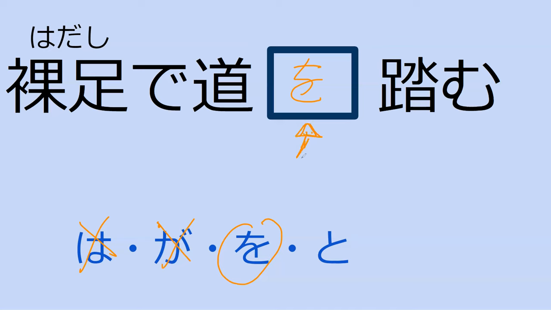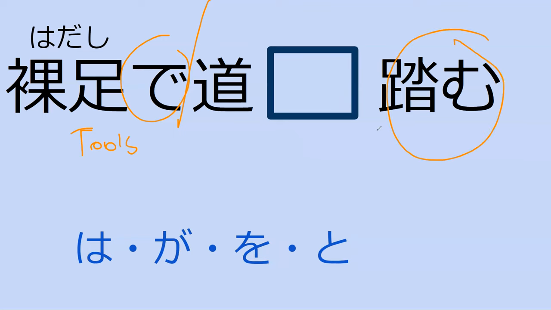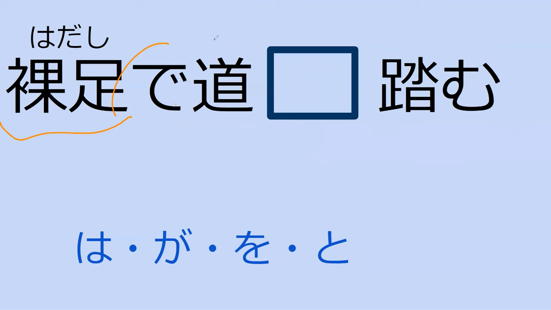O tends to be used, especially if none of the other particles make sense. A lot of times o will be used, because to means like with and. So it's kind of weird to say to step with a path. So step on a path, we do use o for that. Correct. Do you know why de is here for hadashi de? Is it to connect the two? Kind of. De is a particle that goes with tools. So he used his bare feet to step on something versus using shoed feet or something like that. It's just saying this is the tool used to complete this verb. So using his feet, he stepped on the road.